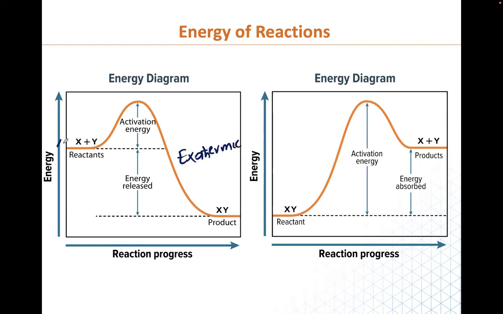Why? Because we have 4 and we have 1. If you subtract the product from the reactant and you have less energy at the product than at the reactant, it is exothermic. But once you have more energy at the product than at the reactant, the meaning is that energy is absorbed, so it's endothermic. So energy is absorbed into the reaction process.